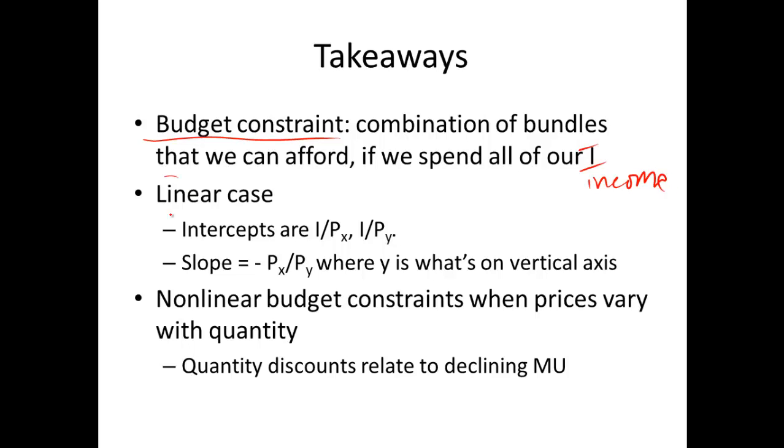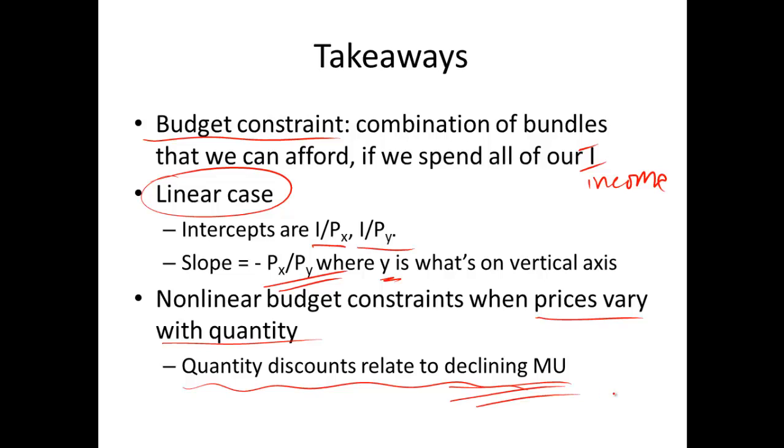In the linear case, and that's the one we usually work with, so the straight line budget constraint, the intercepts on the respective axes are I over P of X, that is how many units of X I could buy if I spent all my money on X, and I over P of Y, that's how many units of Y I could buy if I spent all of my income on Y. And finally, the slope is minus Px over Py, where Y is what's on the vertical axis and X is what's on the horizontal axis. Nonlinear budget constraints arise when prices vary with quantities. And it's just interesting to note that quantity discounts relate to the declining marginal utility that we talked about earlier.